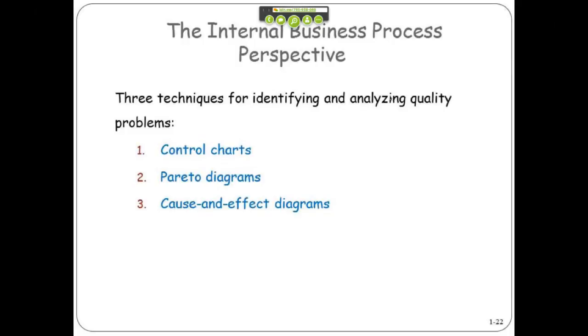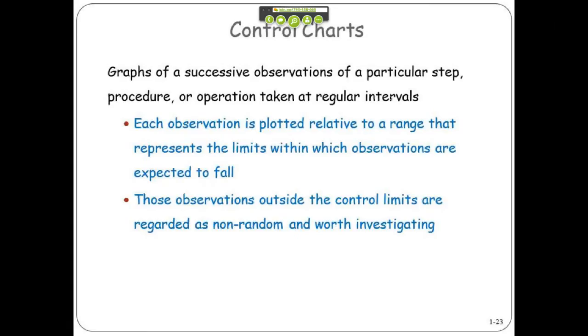In terms of the internal business approach, there are 3 different techniques that might be used for identifying quality problems. Control charts. Essentially, let's say you produce thin sheets of aluminum, and it's supposed to be 2 millimeters thick. And you want to see how close you are to the specified range. You might want to look at charts over time to see how your product is doing. You would use control charts to do that.